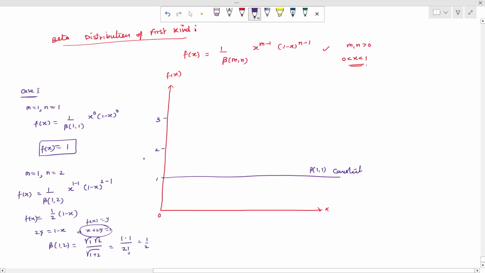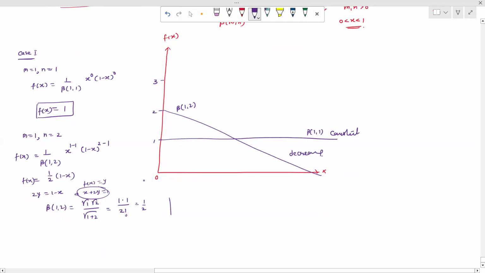So now, when we have beta(1, 2), we can consider this from the decreasing side. So here we consider beta(1, 2), and this value is decreasing.